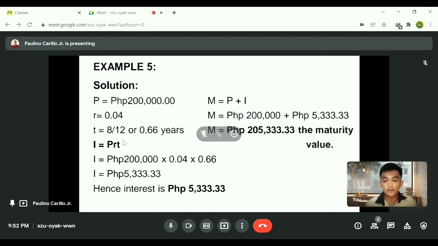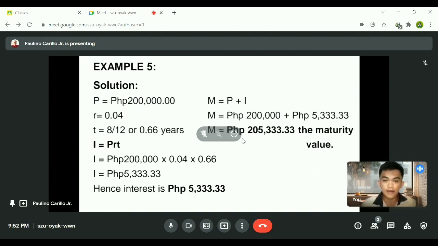So recall the formula. I is equal to PRT. I just distribute the given information in our formula. So we have I is equal to 200,000 pesos times 0.04 times 0.66. And your interest amount here is 5,333.33 pesos. Hence, now this is your interest.